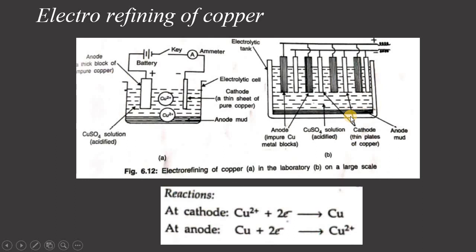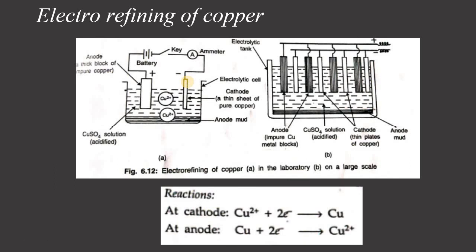Next, now the current is passed through the electrolyte. Copper ions of the copper sulfate solution will be attracted towards the cathode. There they will be gaining electrons. So here you can see at the cathode, copper ion Cu2+, which is present in the copper sulfate solution, will be attracted towards the cathode. There they will be gaining electrons, and they will be deposited on the cathode as pure copper.